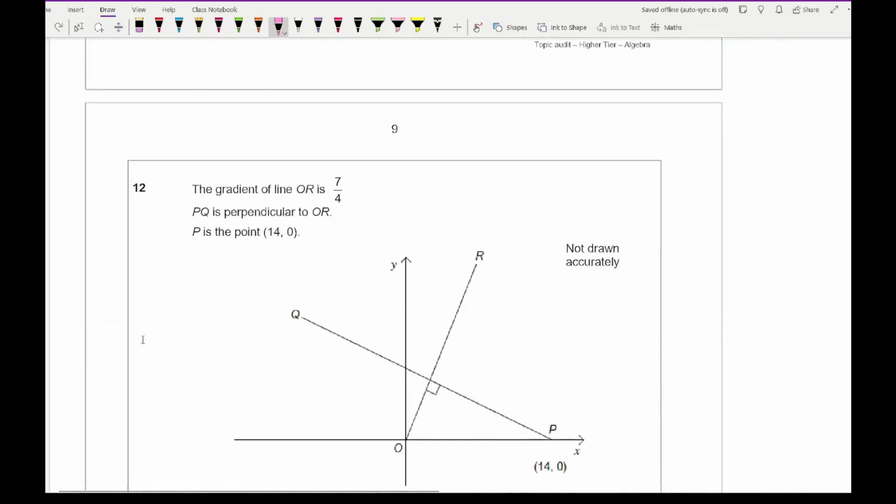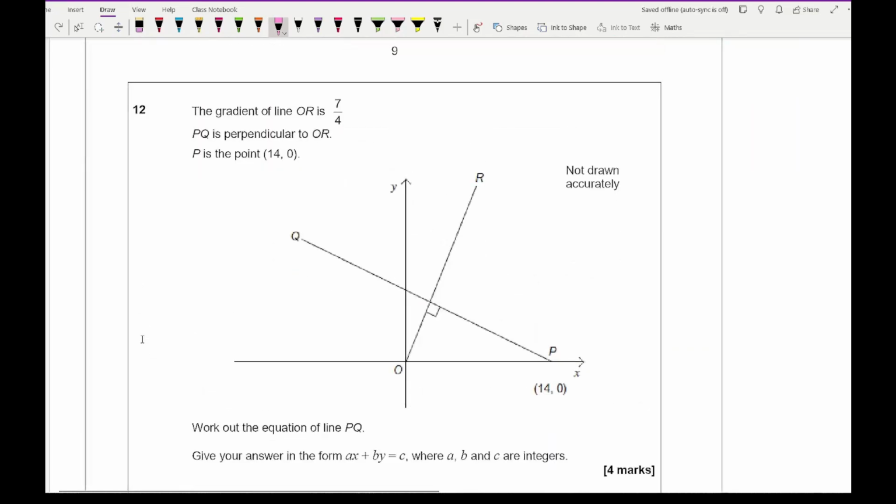Then moving on to question 12, it says the gradient of the line OR is 7 over 4. PQ is perpendicular to OR. P is the point (14, 0). And the question is asking us to work out the equation of line PQ. So first of all, let's work out the gradient of PQ. So the gradient of PQ is going to be the negative reciprocal of 7 over 4.